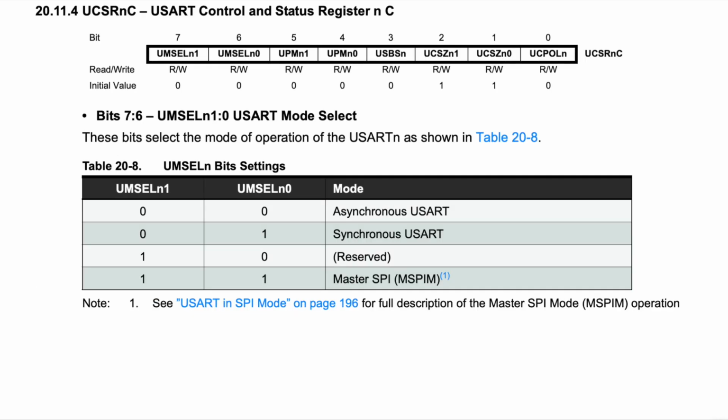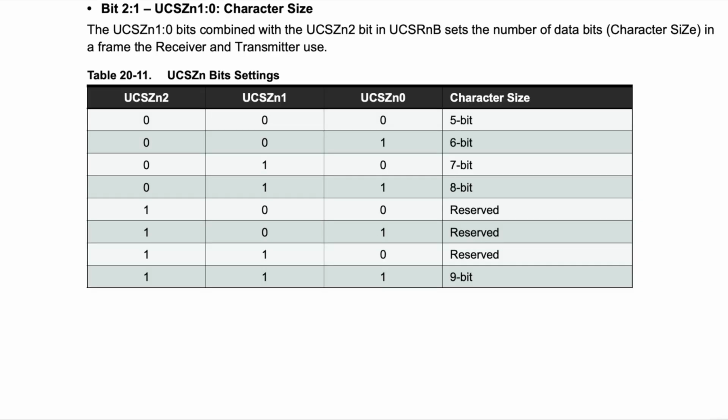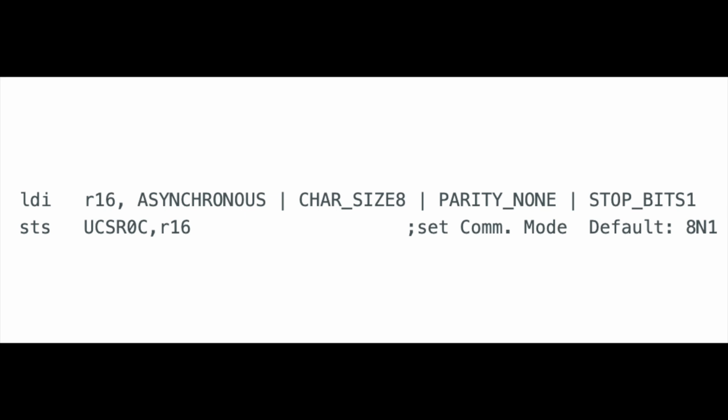Lastly, we have to set the clock operation to normal asynchronous, and we also have to set the parity and stop bits. Given the table below, we can determine we want to write 0 to bits 7 and 6 for normal asynchronous. Then, we'll write a 0 for bits 5 and 4 since we don't need parity. We'll set bit 3 to 0 for one stop bit, and lastly we'll set the character data size per frame to 8 bits by writing 1 to bits 2 and 1. All of this is then loaded into the USART control and status register C.